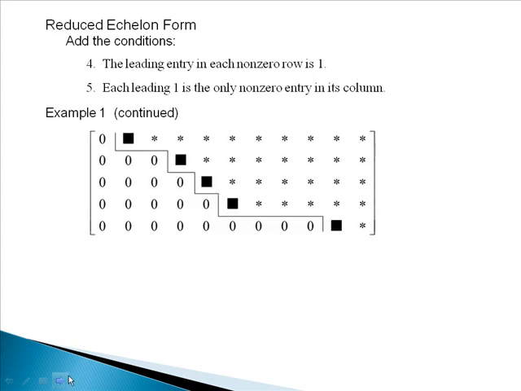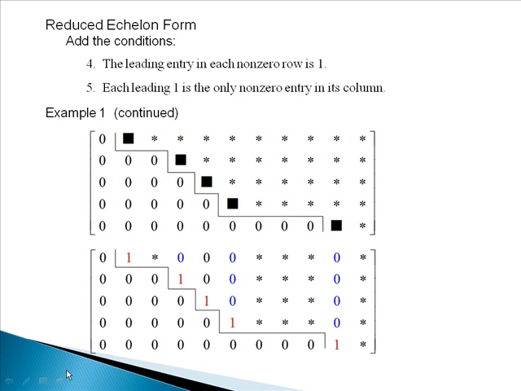So here's another example. This is the last one we looked at from the prior slide. And now we're going to take that echelon form and convert it to the reduced echelon form, adding in those last two conditions, where the leading entries, our boxes, are all now 1s, and then we have zeros above and below each leading entry, so it is the only non-zero entry in that column. Now notice we could have non-zero entries in these other columns, as long as zeros are the only thing above or below our leading entry.